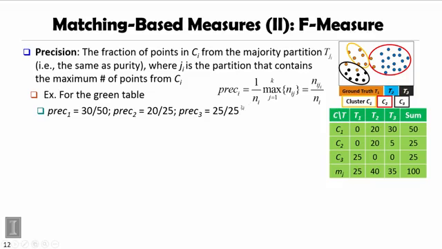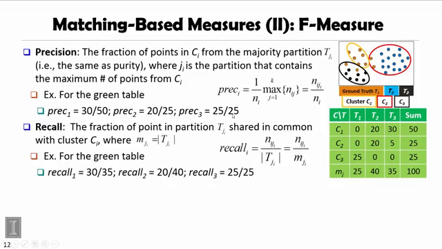So in that sense, your precision actually is the same as purity. That means you get a fraction of C sub i from the majority partition of T sub j, the partition that contains the max number of points from C sub i, then you get this formula. For this formula, the precision and the purity are actually the same. You get 30 over 50, 20 over 25, and 25 over 25. Okay, that's the precision. What about recall?